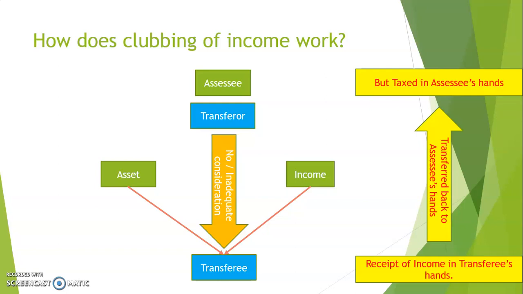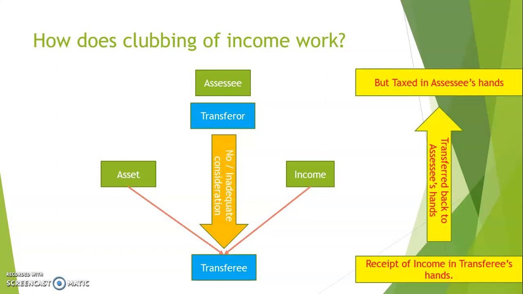So, understood the topic? Understood what happened there? This is how clubbing generally works. So what did we club? We clubbed the income which fell in the hands of the transferee back with the assessee's total income. So what's clubbed here is the receipt or the income received by the transferee. As I said, this is how clubbing generally works.